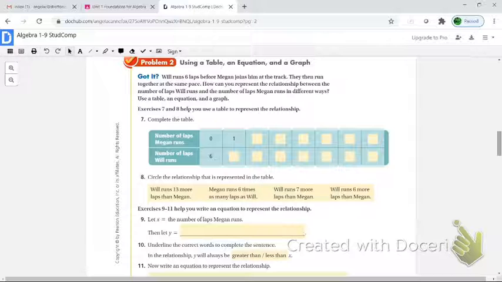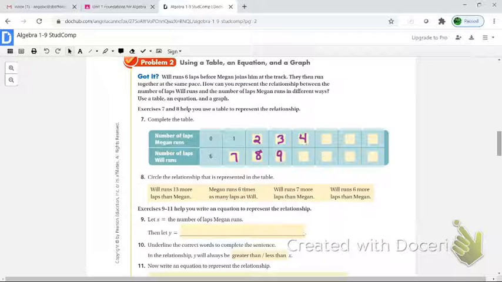Okay, so when Megan gets there, she hasn't run any laps and Will has already run 6. When they run together and she runs 1, he's run 1 additional lap, or 6 plus 1, he's run a total of 7 laps. And then when she runs 2 laps, he will have run 8. And when she runs 3 laps, it's 9. So they keep increasing, but you notice that always Will is 6 ahead of her.